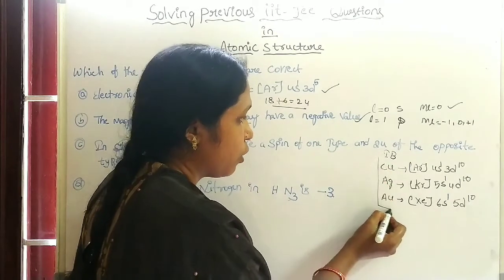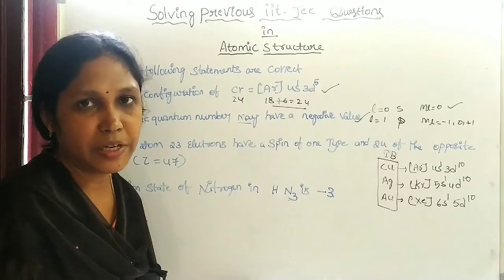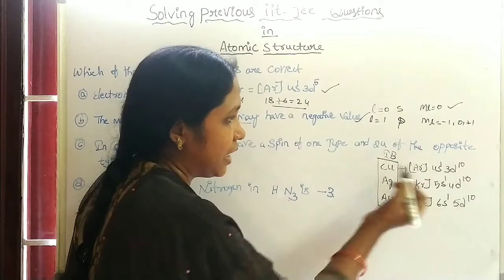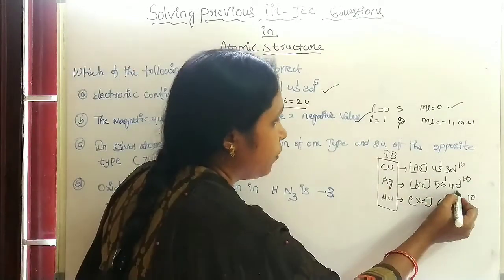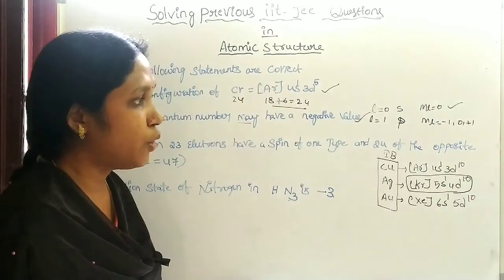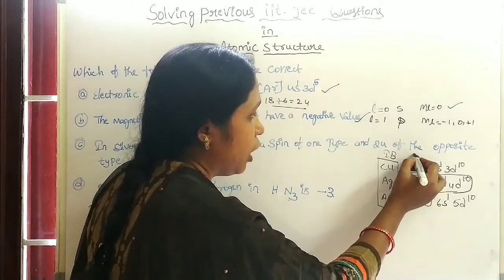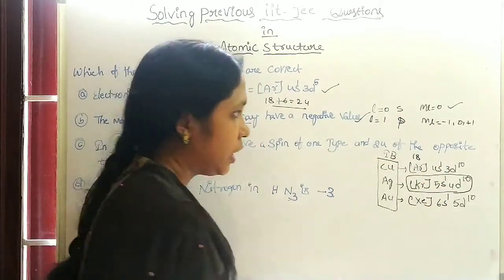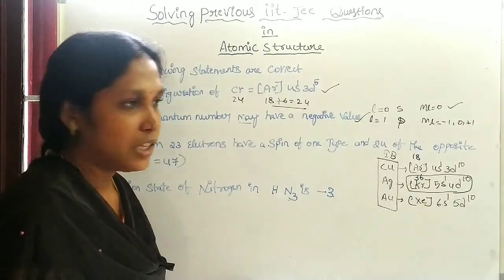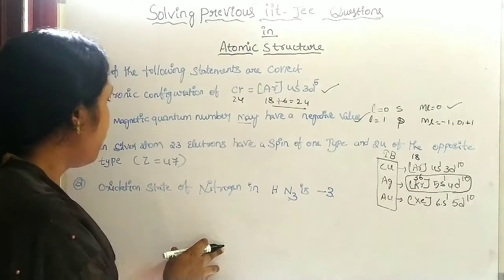First B group: copper, silver, gold. These are also called coinage metals because they are used in the preparation of coins. Here the configuration is krypton 5s1 4d10. Argon has atomic number 18. Krypton has atomic number 36. So 36 plus 1, 37 plus 10, 47.